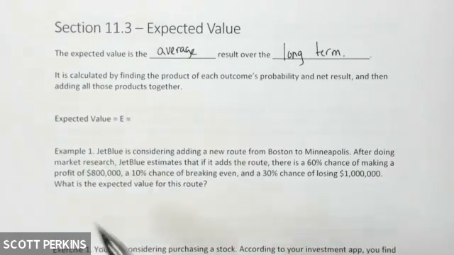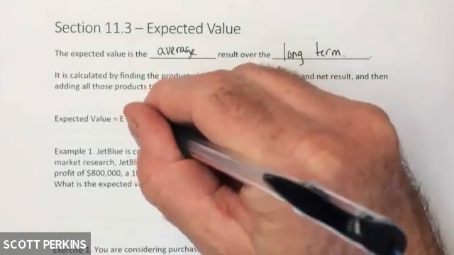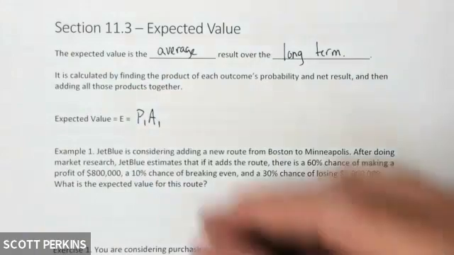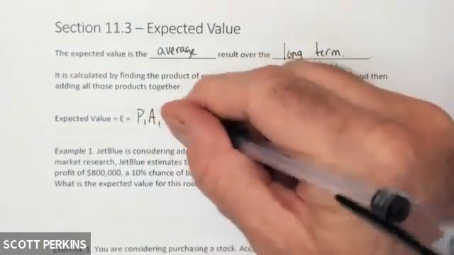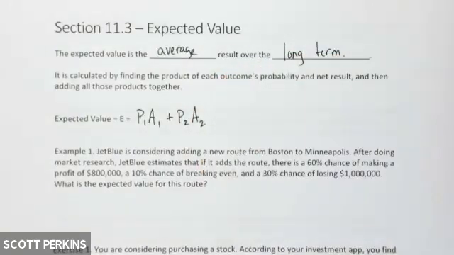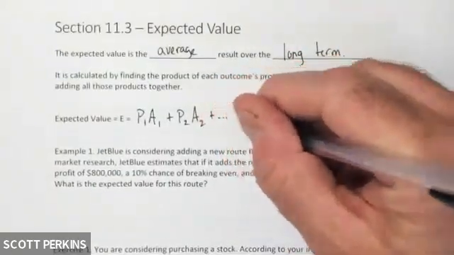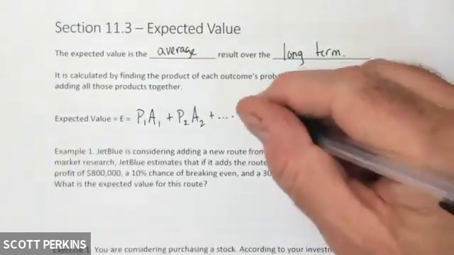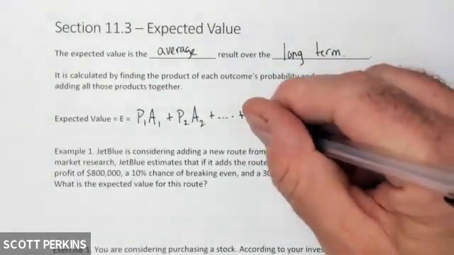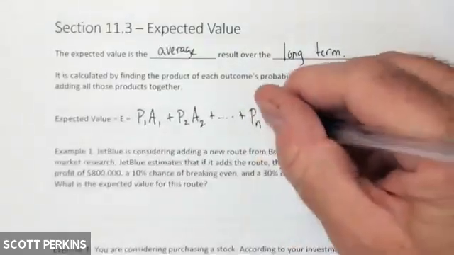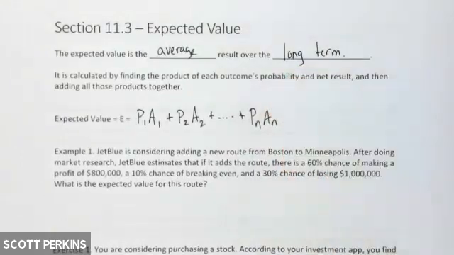The way the book writes this is the expected value looks like this. It's the probability of the first thing happening times the net amount of that first thing, plus the probability of the second thing happening times the net amount of the second thing. And I'm not going to write this all day. I don't know how many outcomes we have. So then we have the probability of the last, which our book uses the letter N, the probability of the nth thing happening times the net amount of that.